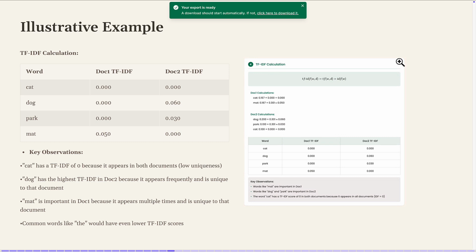Okay, so look now. If we consider the first example that I've mentioned, now cat will have a TF-IDF of 0. Why? Because this IDF value will be 0 here, because the word cat is in both documents and it appears in all documents. It repeats in all documents.